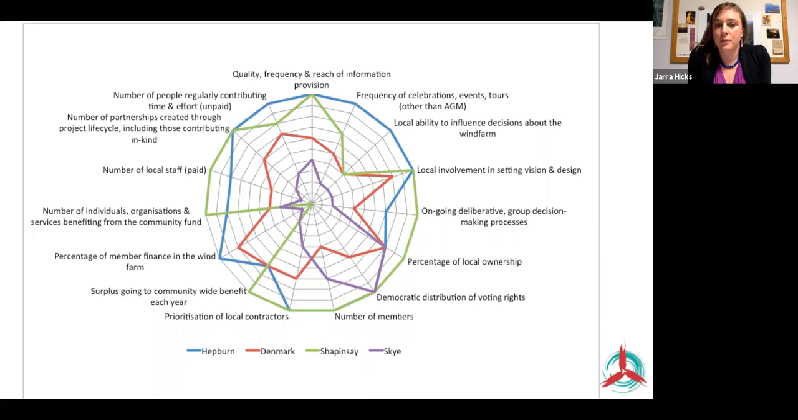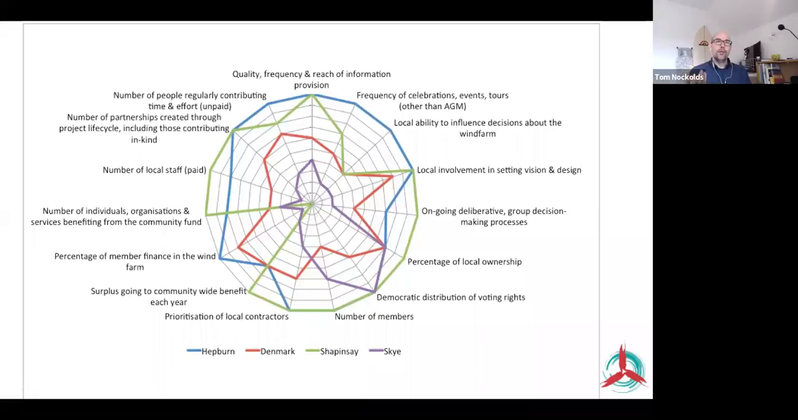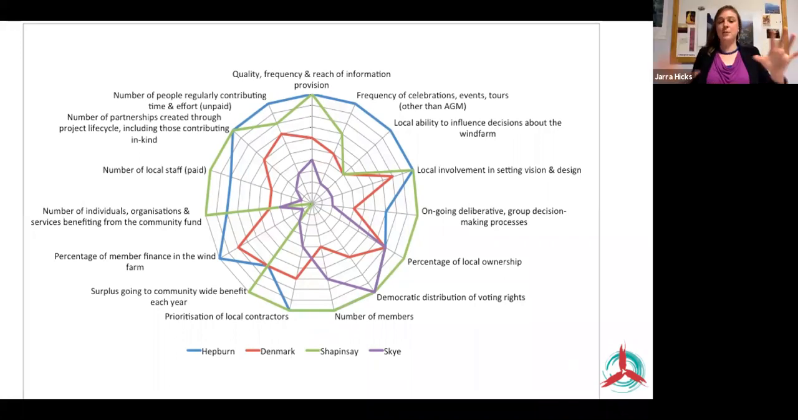So for Chaplaincy and for Hepburn, they both had thousands of members, so that's why they're sitting way out on the very edge, whereas for Sky there were 600 and for Denmark there were 116. So I suppose if you were using this, sorry, go on. No, so it's relative to these projects. It's showing these projects relative to each other. There's no right or wrong. It's showing the relative performance of these different projects to each other so that we can understand the influence of different design features. Yep, understood.